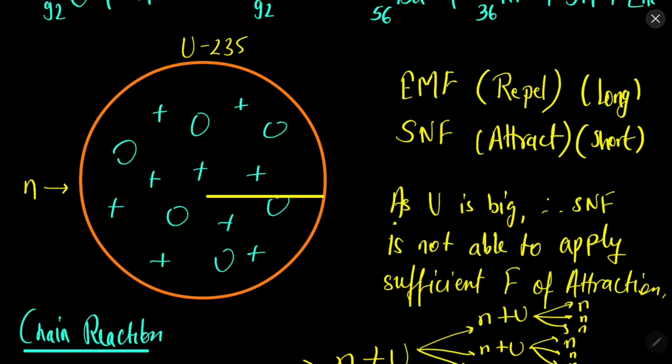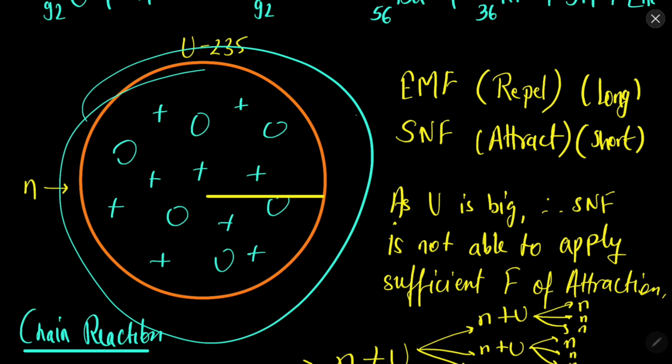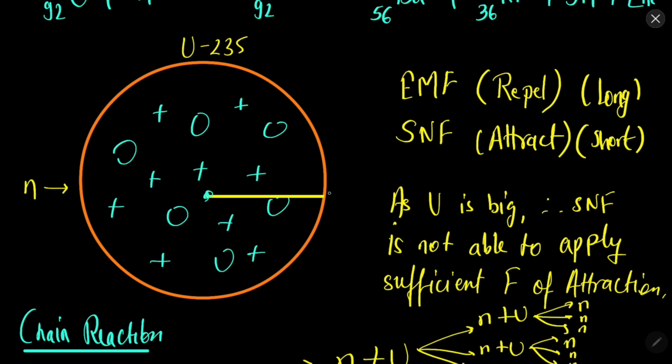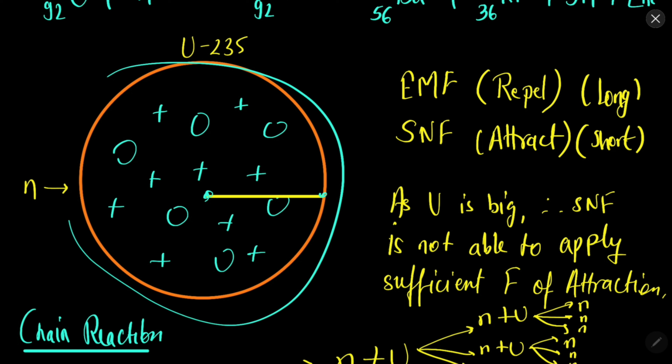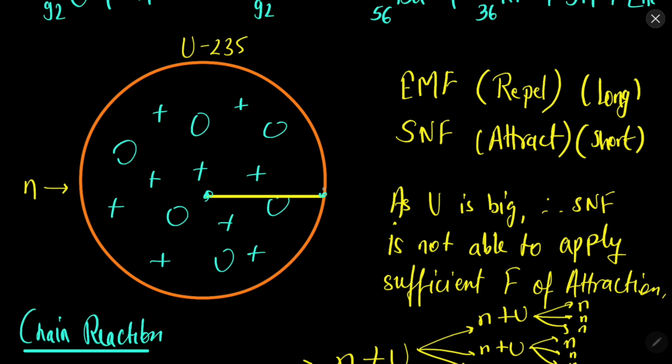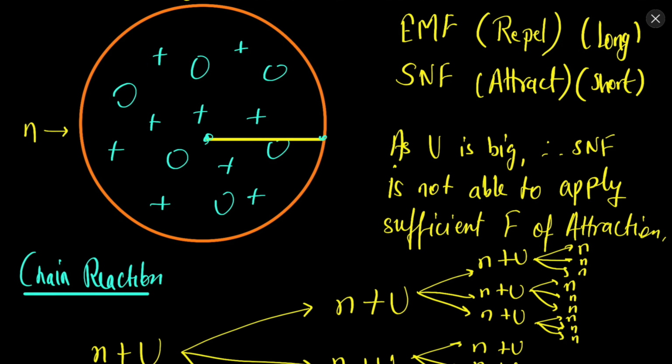So the uranium atom is huge. Why is it unstable? Because its size is huge. As discussed, for longer distances, SNF or strong nuclear force is very weak. Strong nuclear force is not that effective. So the uranium nucleus is very big. Because of that, the protons are able to repel each other, and the strong nuclear force is not able to hold them together for very long. So because of that, uranium 235 or the bigger nuclei are unstable, because strong nuclear force is not able to apply sufficient force of attraction.